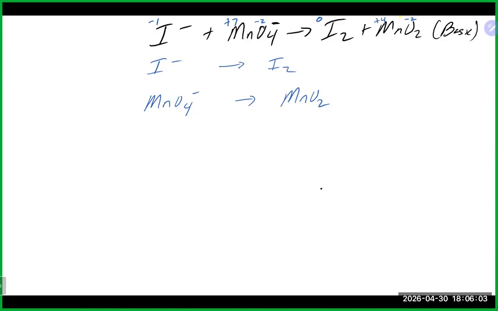That is happening there. We just take a peek here at what's going on for our iodine. We're starting at -1, which would be here, and we're ending at 0.